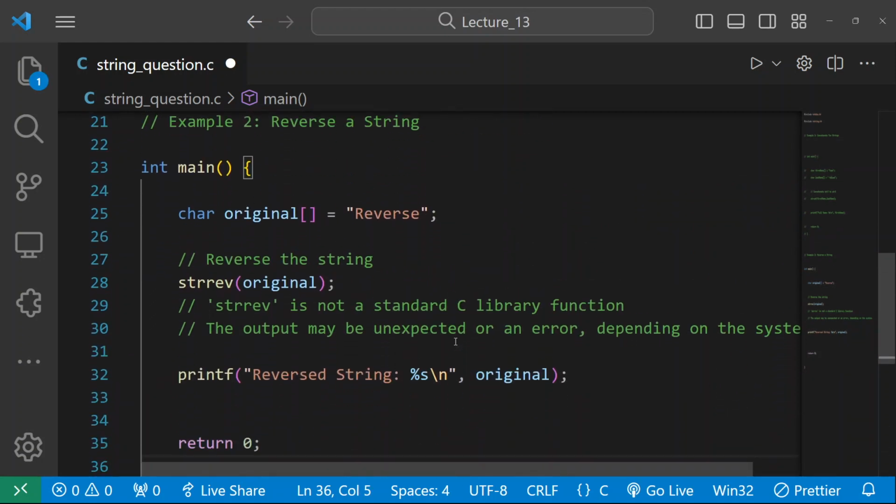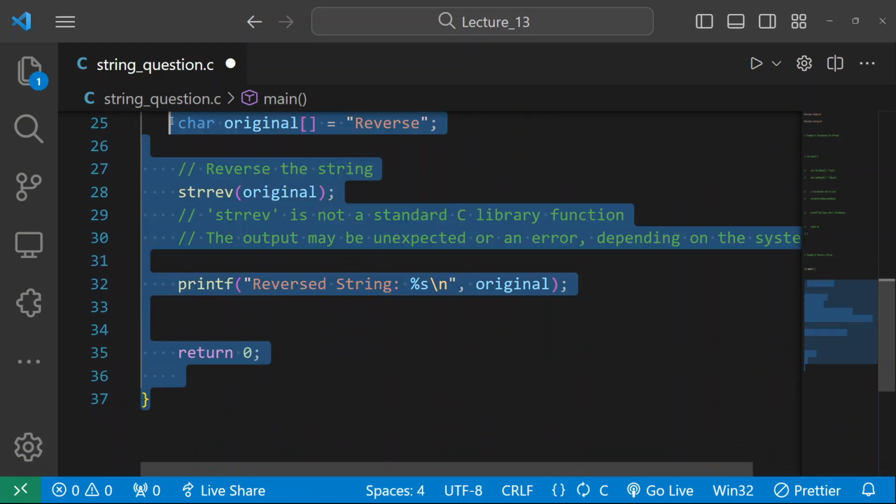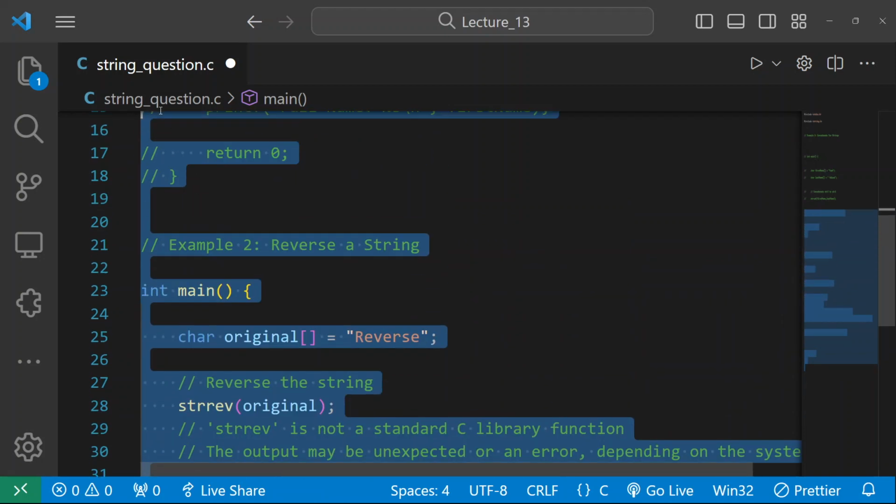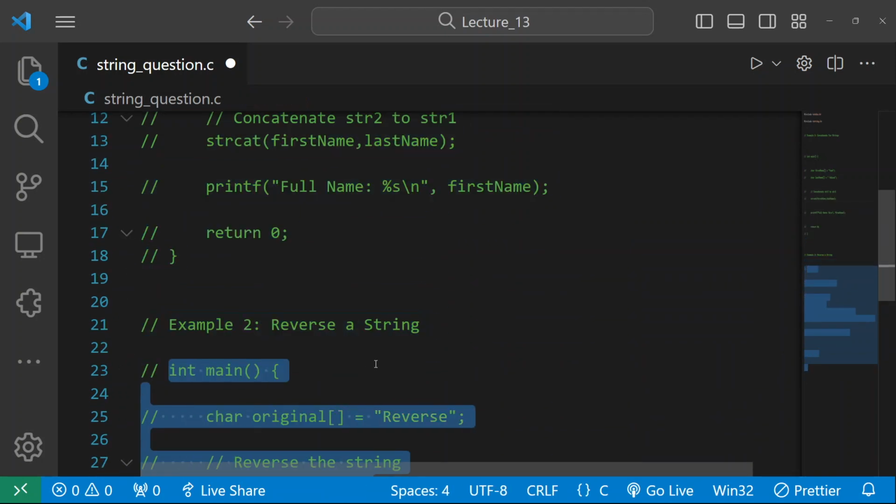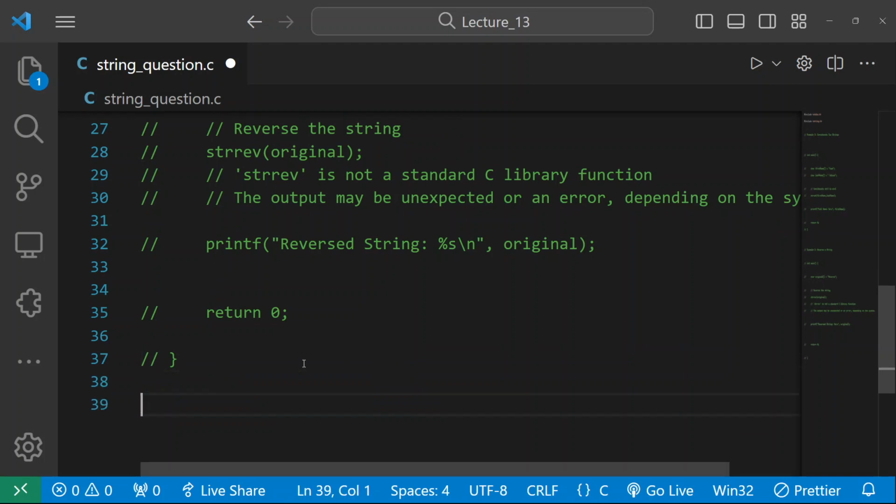Remember this thing. Is this question clear to all? Was it a good question? Yes. Please note it.